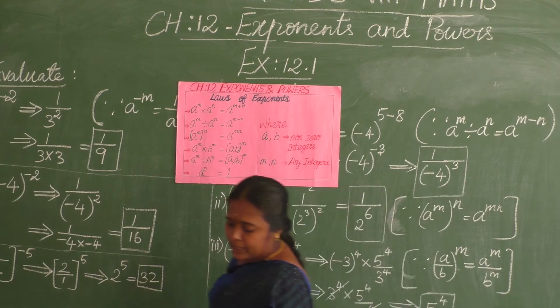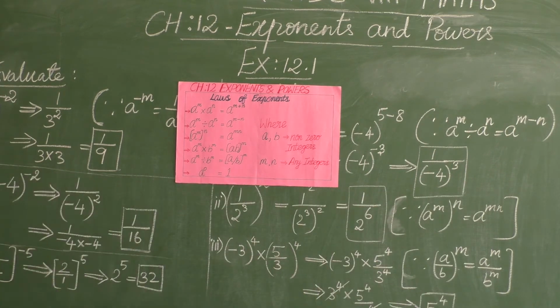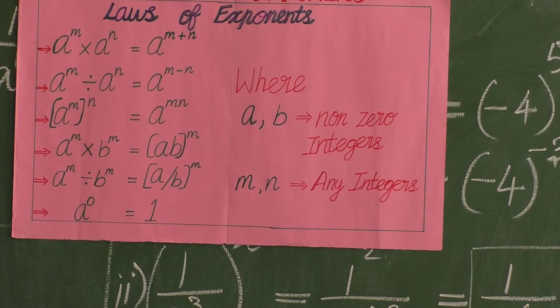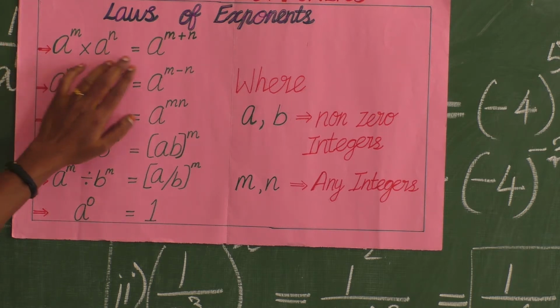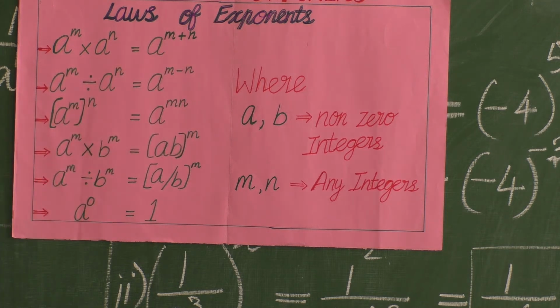What are the laws mentioned in this chapter? See, laws of exponents. Laws are nothing but formulae. There are six formulae mentioned in this chart. The first one is a power m into a power n is equal to a power m plus n. A power m into a power n is equal to a power m plus n.